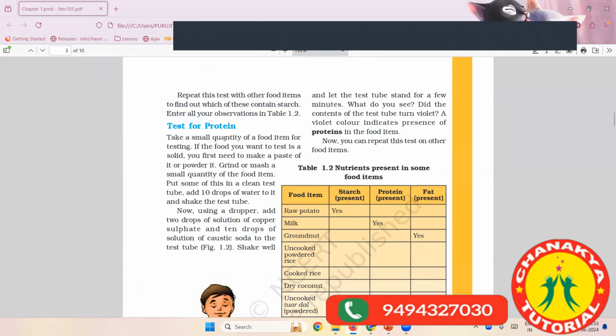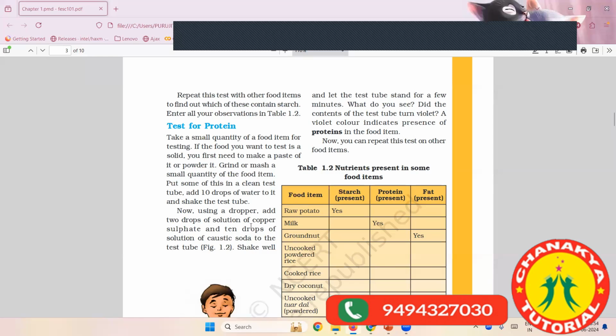Take a small quantity of a food item for testing. If the food you want to test is a solid, you first need to make a paste or powder of it. So they are telling that if it is a solid, you have to make it a powder or paste. Grind or mash a small quantity of the food item. Put some of this in a clean test tube, and add 10 drops of water to it and shake the test tube. So you are going to put this in the test tube and add 10 drops of water, and shake the test tube well so that the powder or the liquid will get somewhat diluted if you add water.